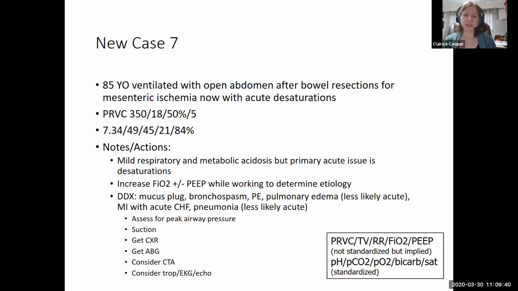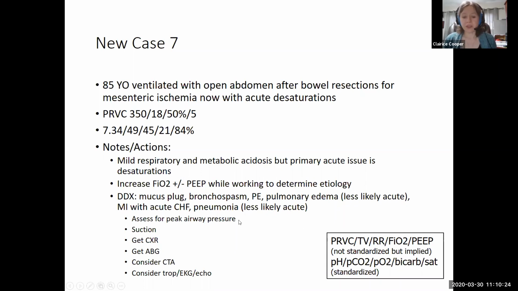Recalling those parallel pathways that we talked about, we want to treat the patient in front of us. So in the short term, we should increase our FiO2 and perhaps the PEEP to get that patient into a safer range of saturations, at least 88 to 90%. But we also want to determine the etiology. So our differential diagnosis is probably pretty broad. Mucus plug, bronchospasm, PE. Could have pulmonary edema. It's less likely to be acute unless there's MI with acute CHF. And could be pneumonia, although that's less likely acute also.